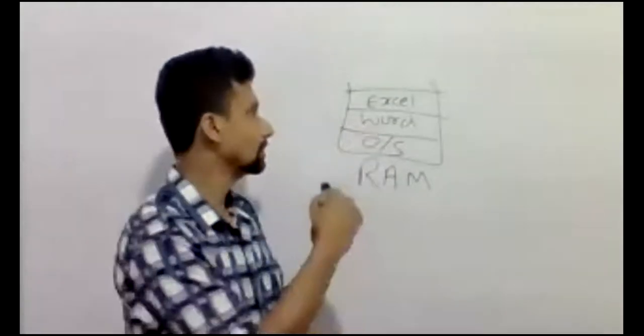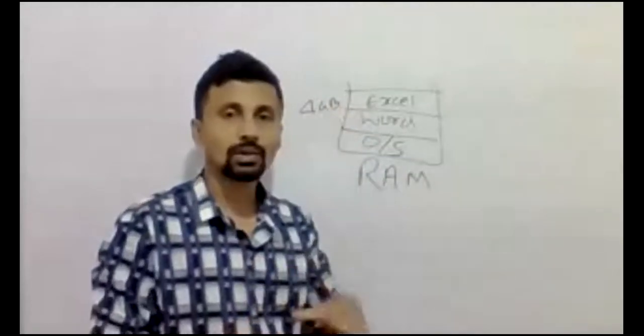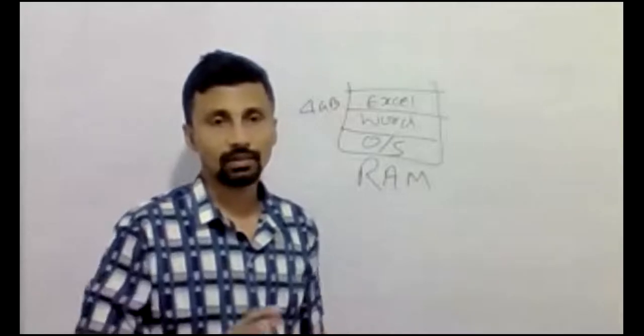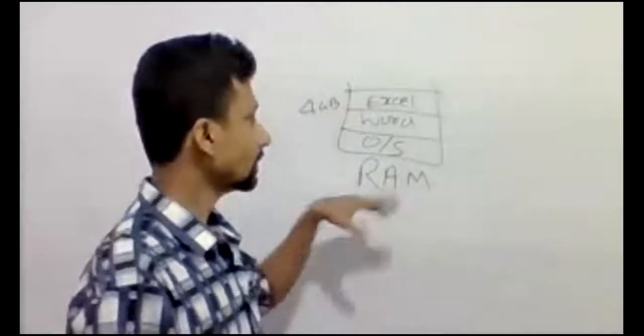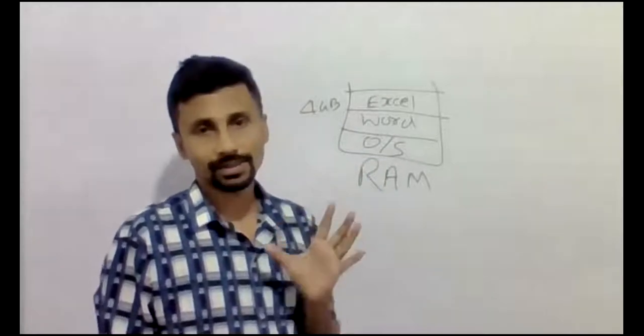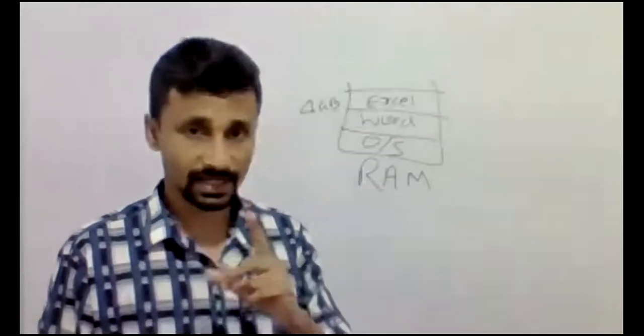Let's think of this RAM as 4GB. We try to open a lot of programs. There's also a part called virtual memory, but don't worry about that at the moment. So if we try, there's one reason the computer gets stuck. When we say the computer is stuck, we mean you can't do anything.